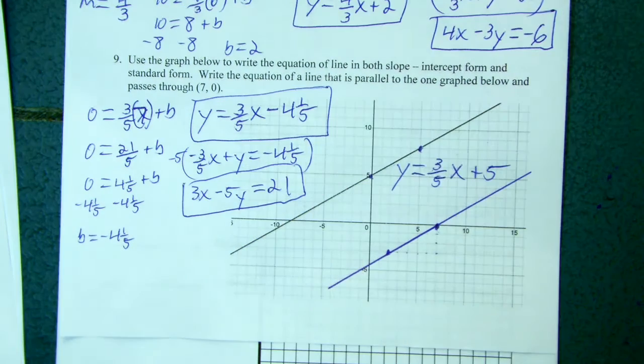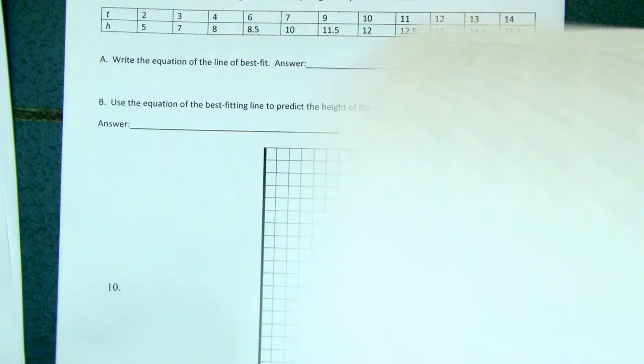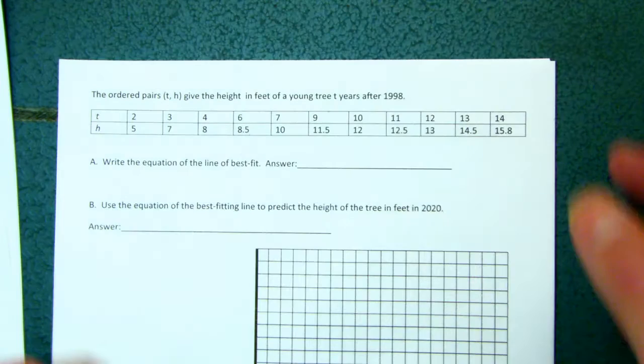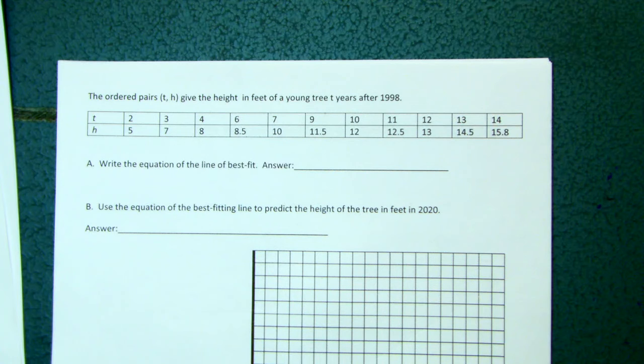And there's our parallel line there. All right, so when it comes to scatter plots, the biggest thing is getting it labeled properly.